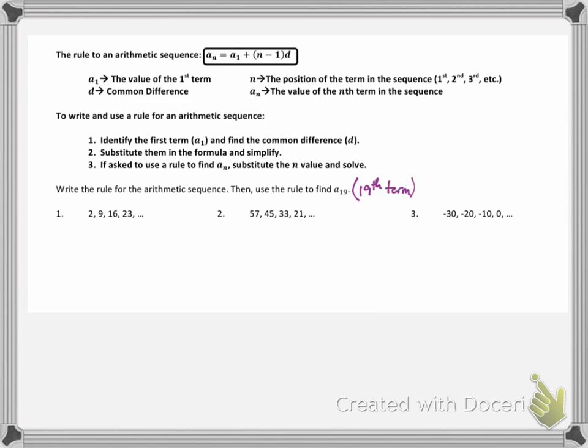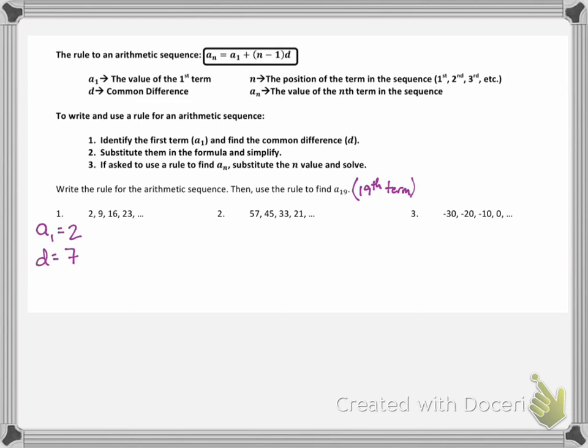So, look at the first example here: 2, 9, 16, 23. First thing I'm going to do is identify my 2 key pieces. What's the first term, and what's the common difference? The first term is 2. That should be pretty easy to spot. The common difference, I'm adding 7 every single time to get from one number to the next. So I'm just going to put those 2 values down so I have them handy.